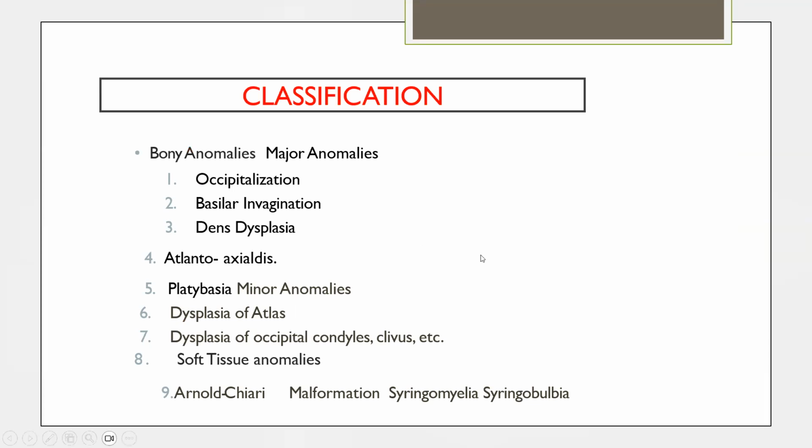Classification. Just remember the names. Sometimes the examiner might ask, what are the types of CV junction abnormalities? Just remember occipitalization, basilar invagination, dysplasias of the dens or atlantoaxial dislocations, flattening of the occipital base, dysplasias involving the occipital condyles, Arnold-Chiari malformation, syringomyelia, syringobulbia, all these come under the CV junction abnormalities. Just remember the names.